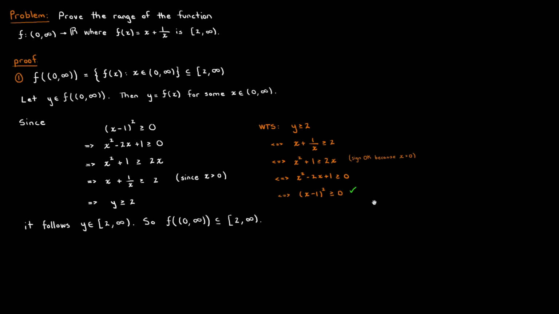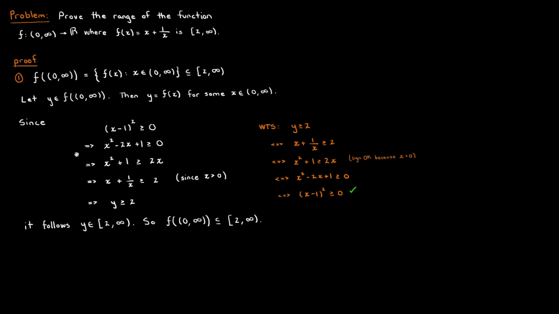And in the formal proof, we have to reverse these steps. So we will begin by x minus 1 squared is non-negative, and then we will reverse these steps. We will FOIL this out, then we will bring the 2x to the other side, and then we can divide everything by x and mention that we can do this because x is positive. And on the left hand side here, we have y is bigger than or equal to 2, which is what we wanted to show.